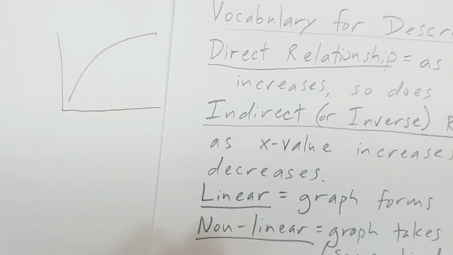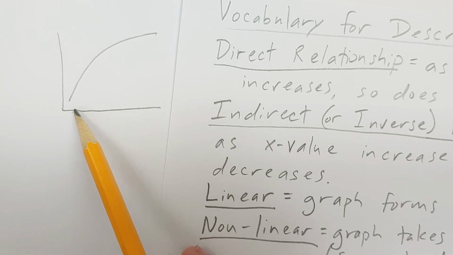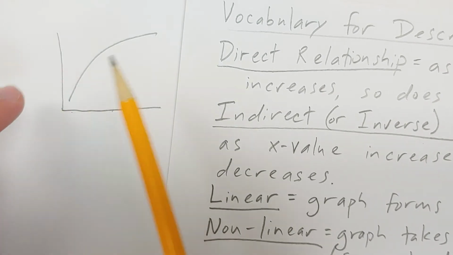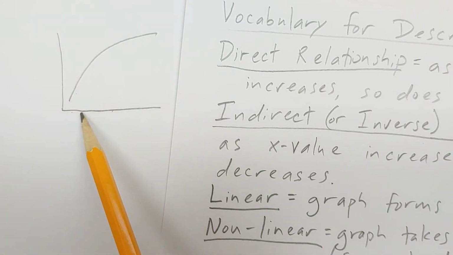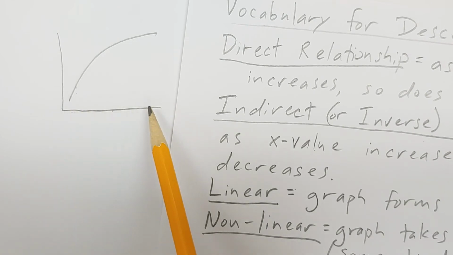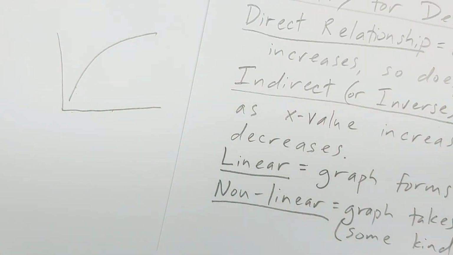Okay, so we can see that this relationship, as our x value gets bigger, our y value is also getting bigger. So if we start here, little x value, little y value, go to a bigger x value, we have a bigger y value. And so that is a direct relationship. And we can see that it's not a straight line, and so it's a nonlinear relationship.